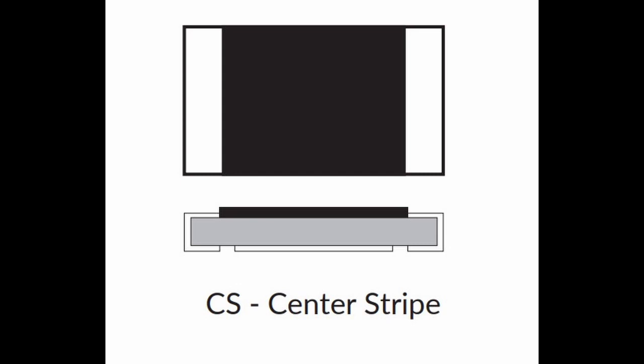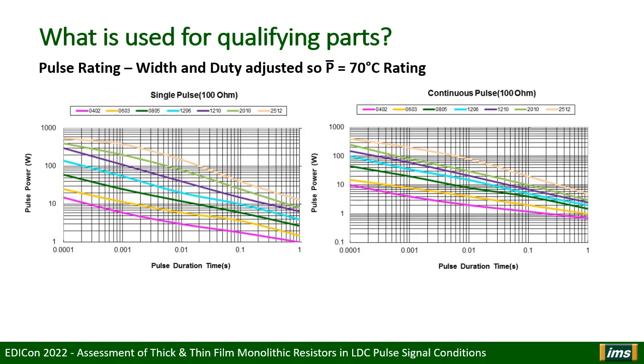if used mindfully. What data is useful for qualifying parts for a pulse application? The prevailing method is to constrain the signal's average power to the component's free air rating at 70 degrees C and adjust the width and duty cycle to arrive at appropriate combinations for usage. In circumstances where pulse data is available for either a single pulse event or for a continuous pulse application, the data generally takes a log format as seen here.